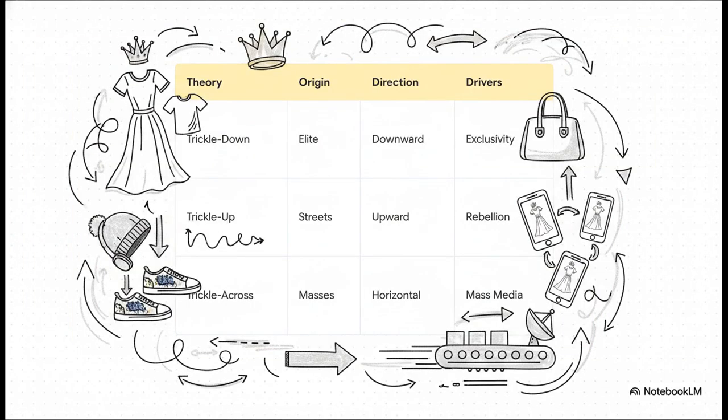To synthesize everything we've talked about, looking at these three theories side by side gives us a perfect picture of the physical geometry of fashion. We have trickle down, which is driven by exclusivity. We have trickle up, driven by rebellion. And we have trickle across, driven by mass media. The reality is they're actually all happening at once. They are constantly pulling and pushing the trends we see in our daily lives.